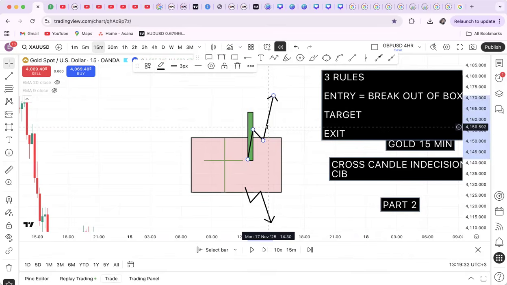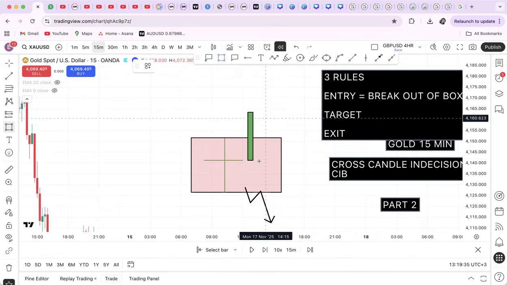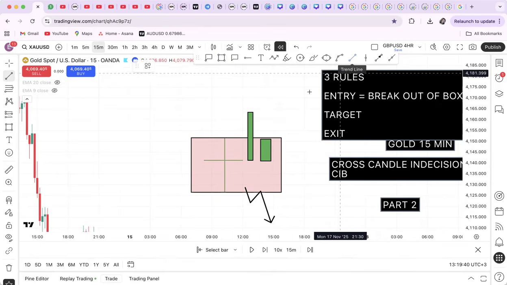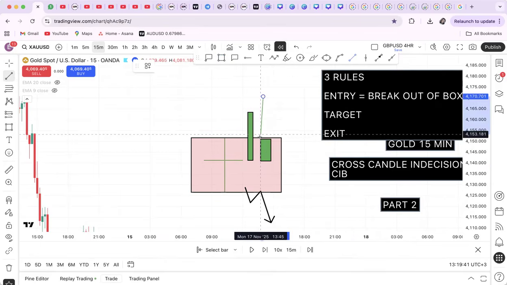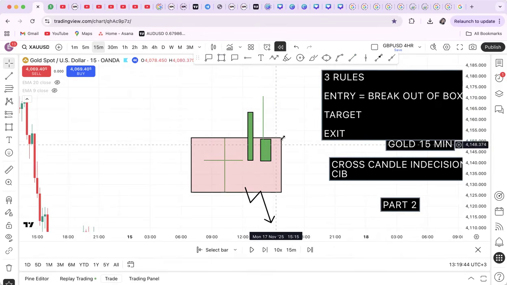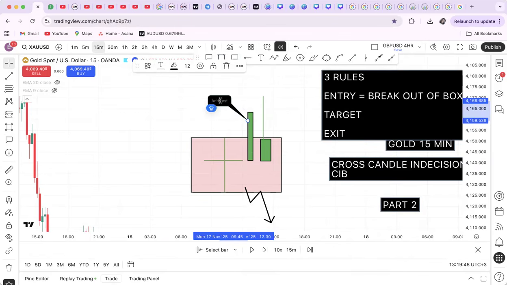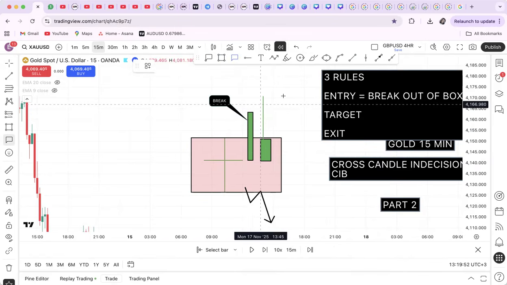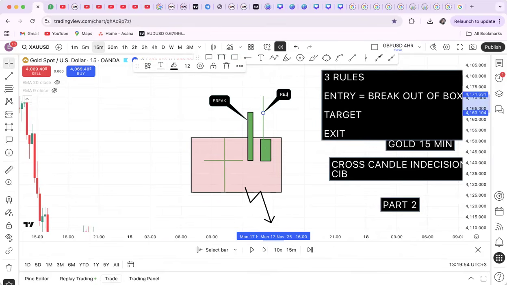So this is the right breaking, but don't be confused when the market leaves a wick. This is not breaking. The second one is rejection. This is what breaking is, and this is rejection. So we don't want rejection, we want breaking.